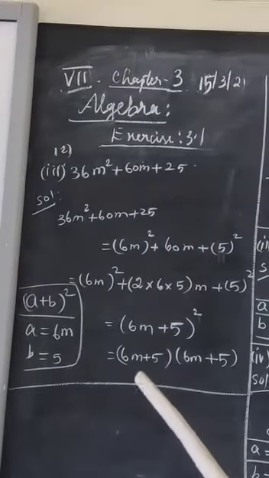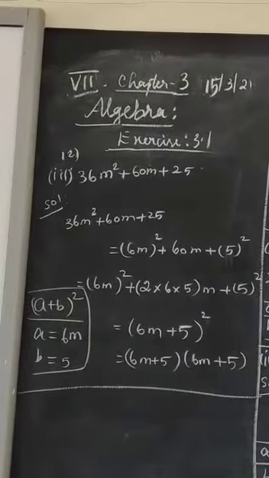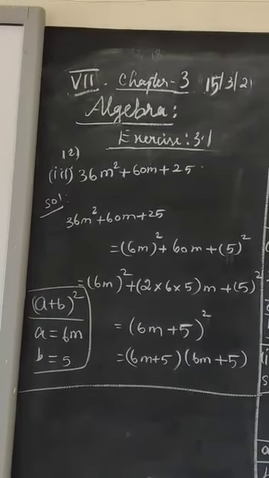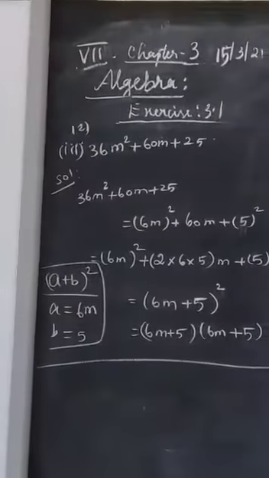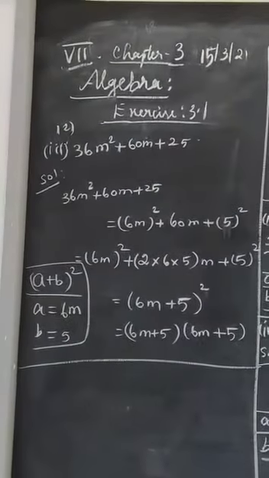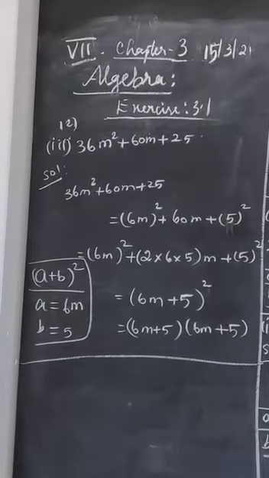I am using the formula a plus b the whole square, where the a value is 6m and the b value is 5. So 2 into 6 into 5 into m plus 5 square. So I rewrite the formula as 6m plus 5 the whole square. Split out the term and write 6m plus 5 into 6m plus 5.